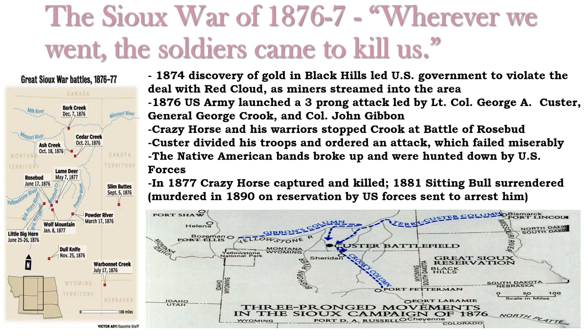In 1876, the U.S. military launched a three-pronged attack led by officers: Lieutenant Colonel George Custer, who became famous, as you may know, General George Crook, and Colonel John Gibbon. So there were three separate forces moving in different areas, and they were basically supposed to converge at one point. Crazy Horse, whom we already met, and his warriors defeated Crook at the Battle of Rosebud, which is on the map there.